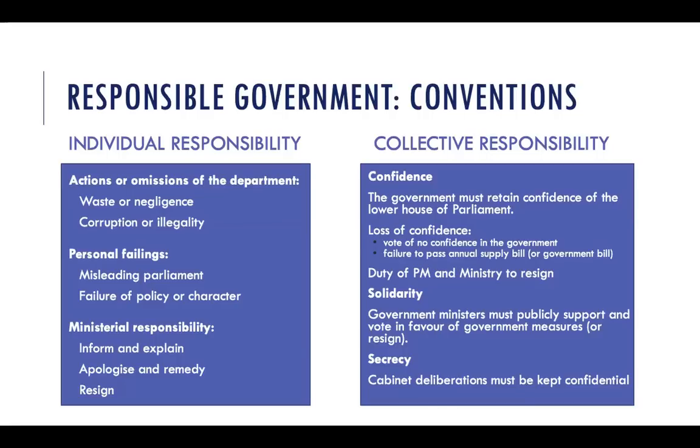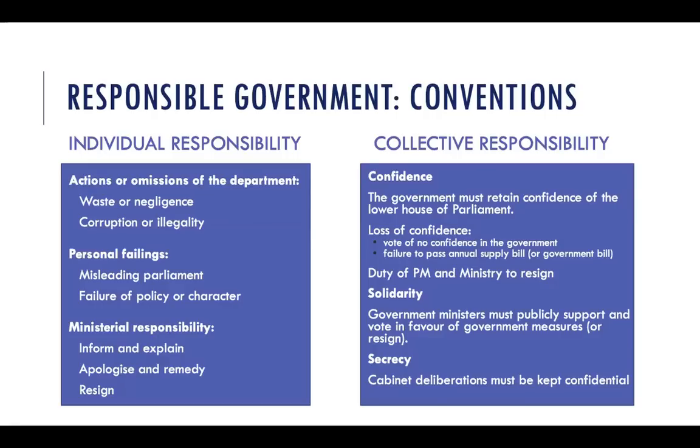So remember the facts of 1975, the constitutional crisis, and how the lack of supply, the non-approval of the supply bill by the Senate, brought down the Whitlam government. So without the confidence of the House, the government must resign in its entirety. The two other conventions of the principle of responsible government relate more specifically to the cabinet.